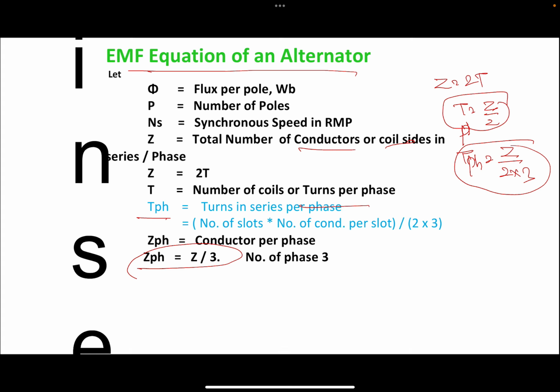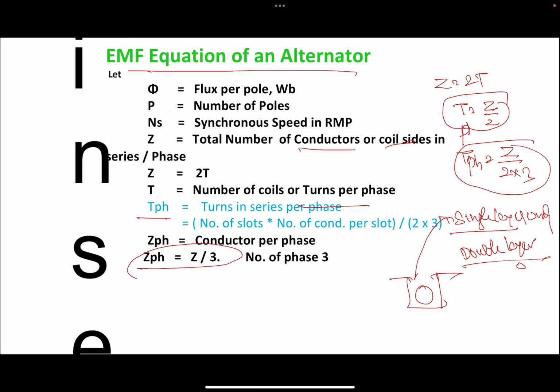Okay, next, here we can have single layer or double layer winding. What does it mean here? Single layer winding is nothing but if in a slot only one winding is placed, then that's a single layer winding. Whereas double layer winding, we have discussed all this in DC machines, in the armature windings concept. Try to revise if you are not familiar with this.